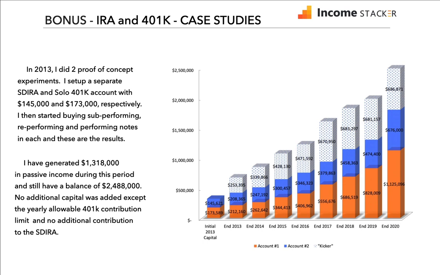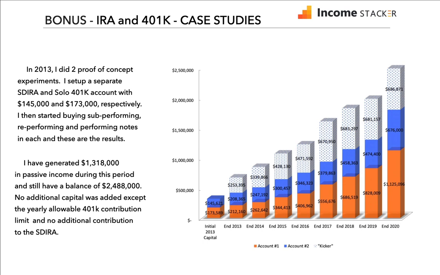And then I started buying notes, right? Performing notes. And these are the results. So all the money that would be obtained through the payments would be reinvested into other notes. And since the start back in 2013, I've generated over $1.3 million in passive income during this period. And I still have a balance of almost $2.5 million, meaning $2.5 million is still owed on these notes that I've purchased. So you can see the power of the compounding and reinvesting.